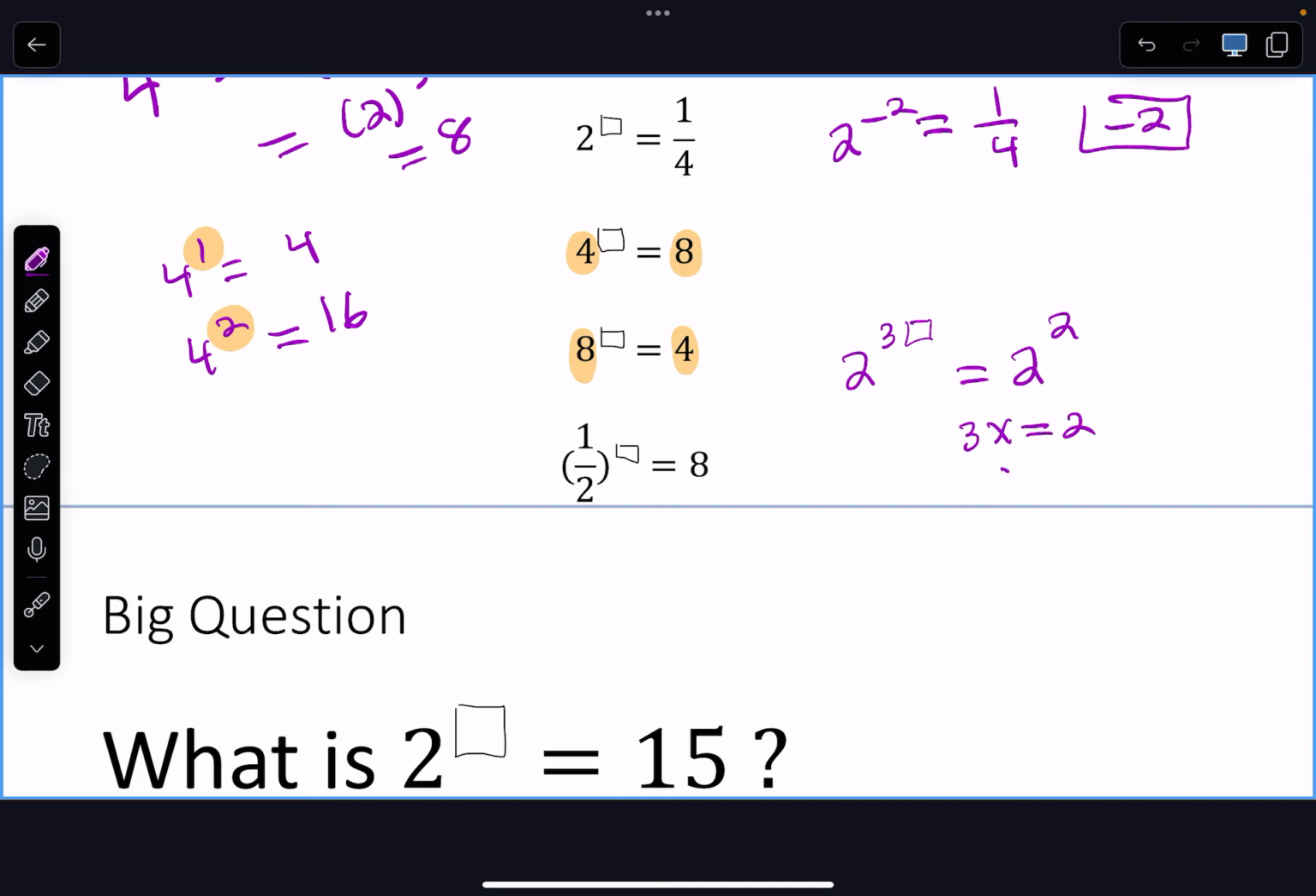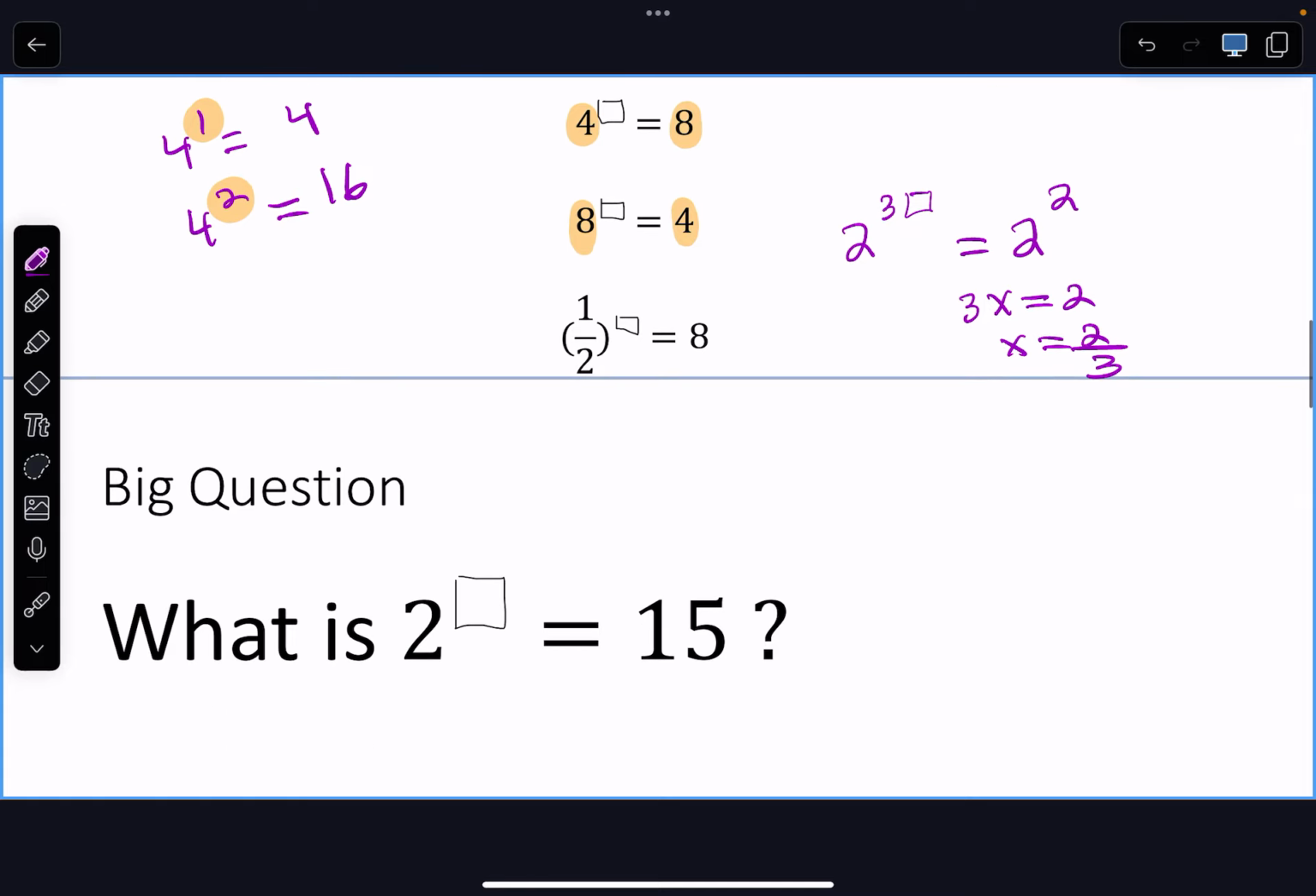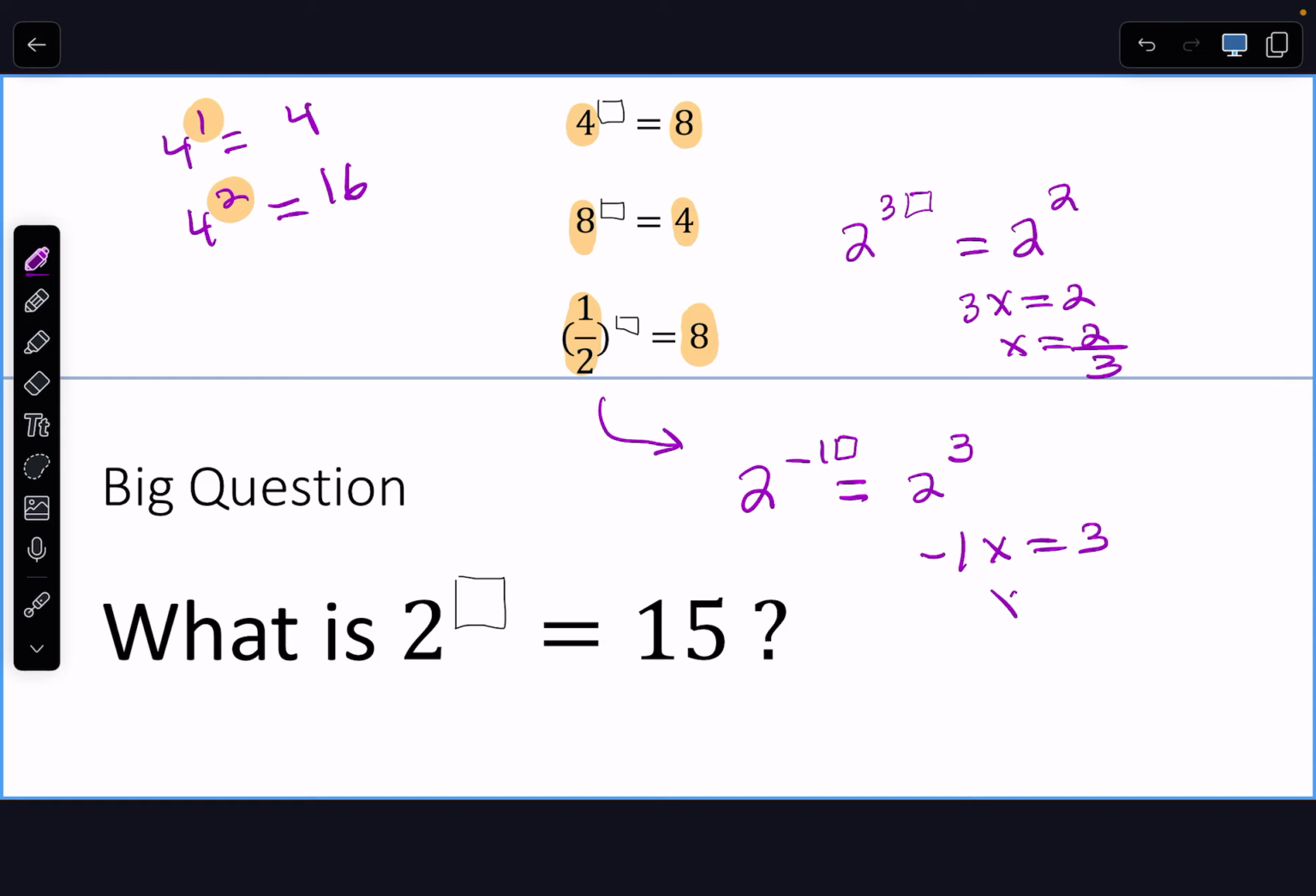3x equals 2, x equals 2 over 3 for that one. Then this one, believe it or not, you can do the same thing. When I think about a half and I think about 8, it's going to be like a negative exponent that gives me a half. So I don't know if you remember, but 2 to the power of negative 1 is going to be a half. And I need my little box there. And then 2 to the power of 3 is 8. So the question is negative 1x equals 3, x equals negative 3.